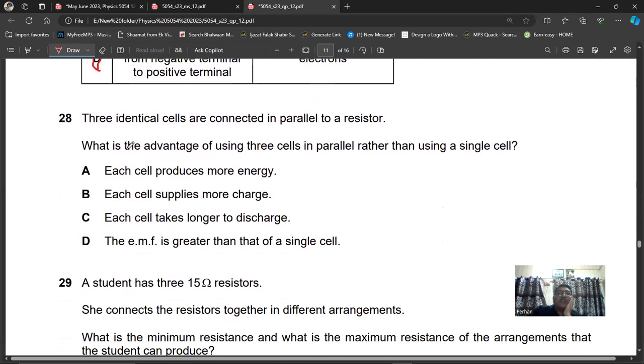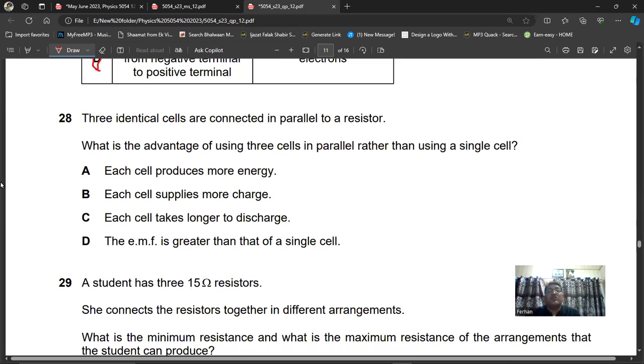Okay, so we are going to the next question. The next question is 28. Three identical cells are connected in parallel to a resistor. What is the advantage of using three cells in parallel rather than using a single cell? You see, when you use three cells in parallel to each other, the load is shared by each of them and the life of each cell becomes longer.